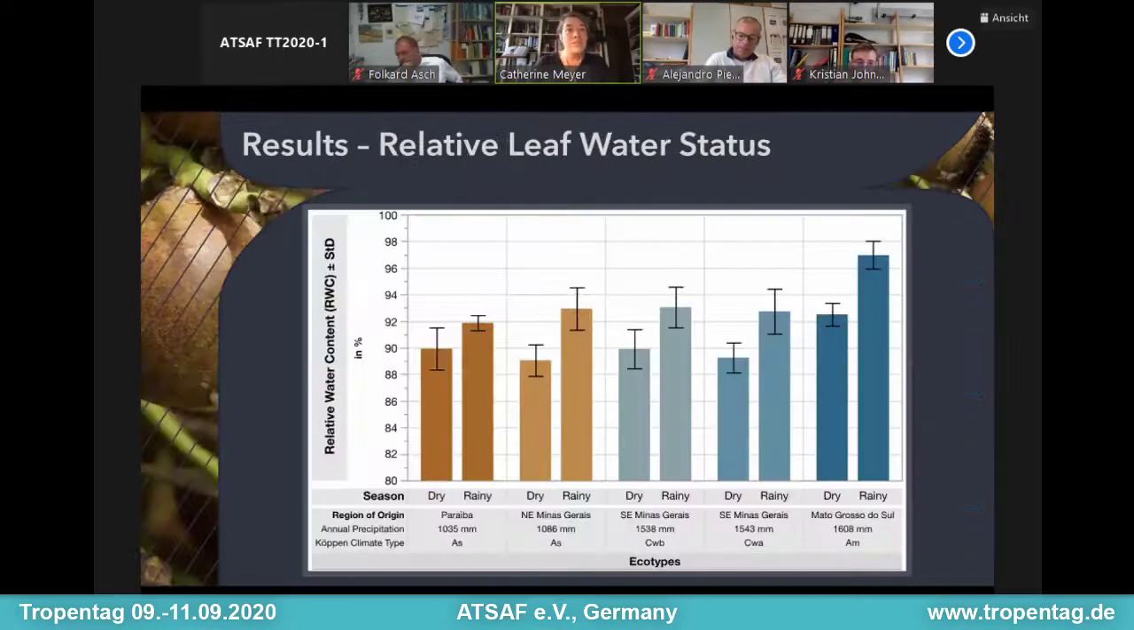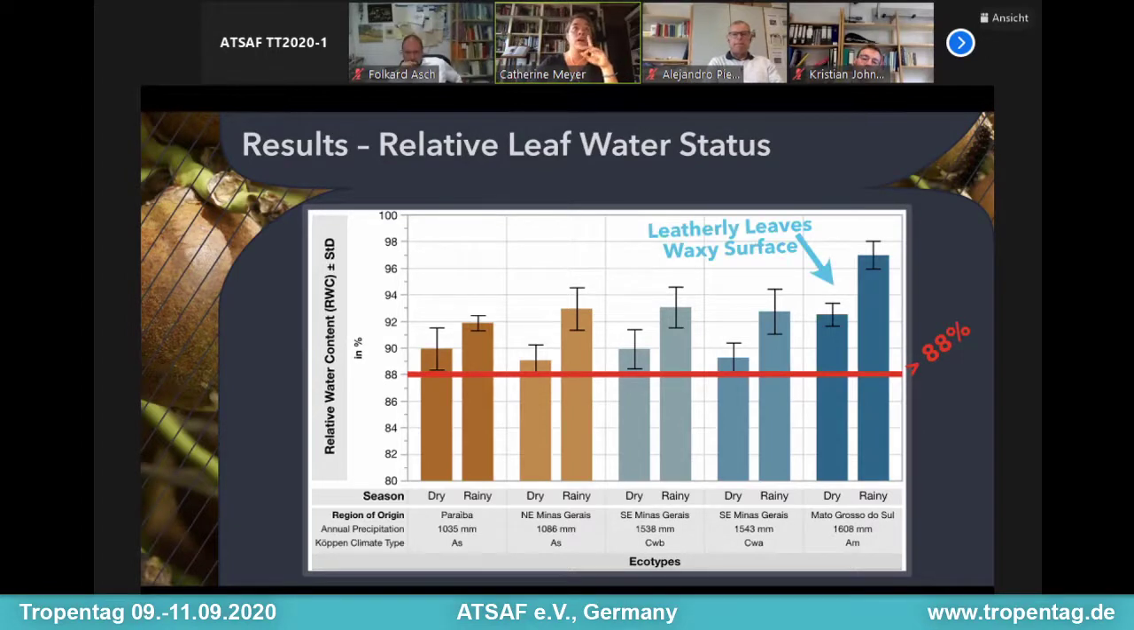So to the results, first the relative water status. As we can see, it's lower in the dry season than in the rainy season. However, looking at absolute values, we see that even in the dry season, all ecotypes have an RWC above 88%, so clearly higher than the typical RWC around initial wilting of 60 to 70% in most plant species. The explanation for the higher RWC in this ecotype could be that it has thicker leaves with a waxy surface compared to the others, so reducing water loss.